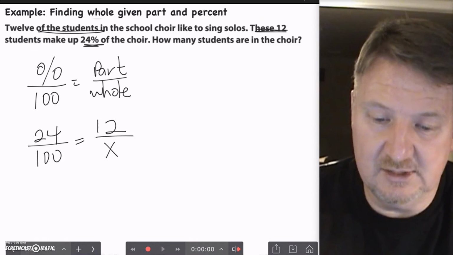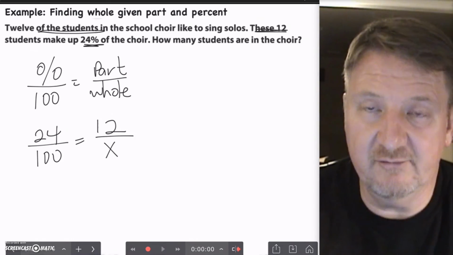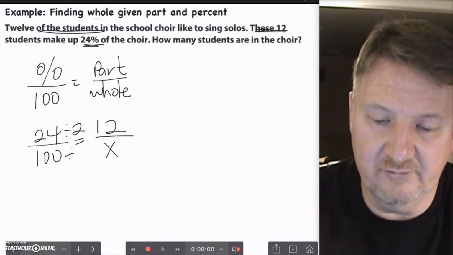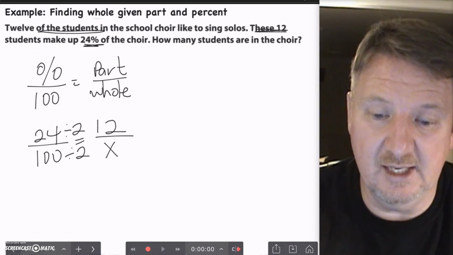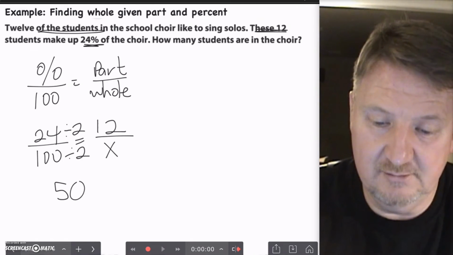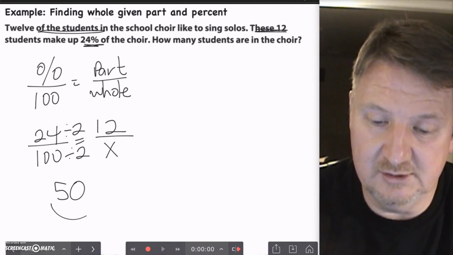I don't know what that is. I can say, what did I multiply or divide 24 by to get 12? And I can do that. 24 divided by 2 is 12. So if I divide 100 by 2, I can get x. So 100 divided by 2 is 50. So my whole is 50.